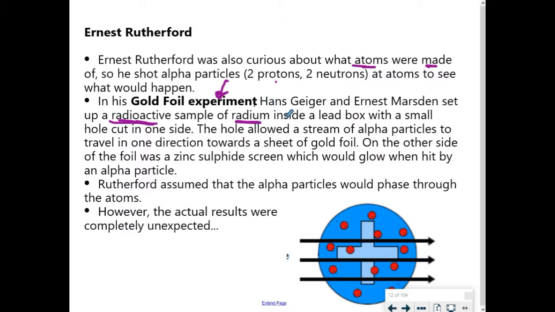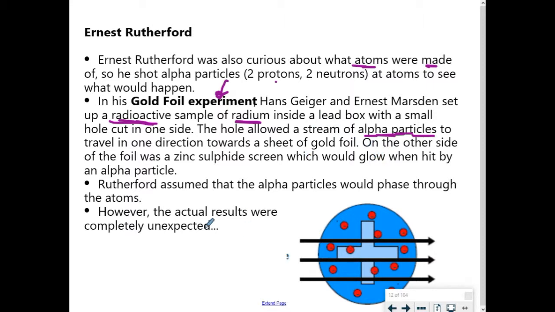What he ended up doing basically is he set up a radioactive sample of radium. And we're going to learn about this later on in this unit, but it was undergoing decay. And so it was giving off radiation through a decay process. And as it decayed, it shot alpha particles in one direction. We're going to focus on the decay part of this in a future lesson. So I'll leave that for now.